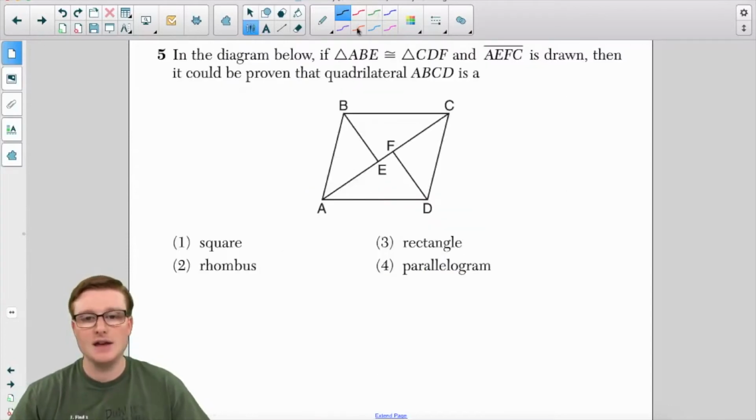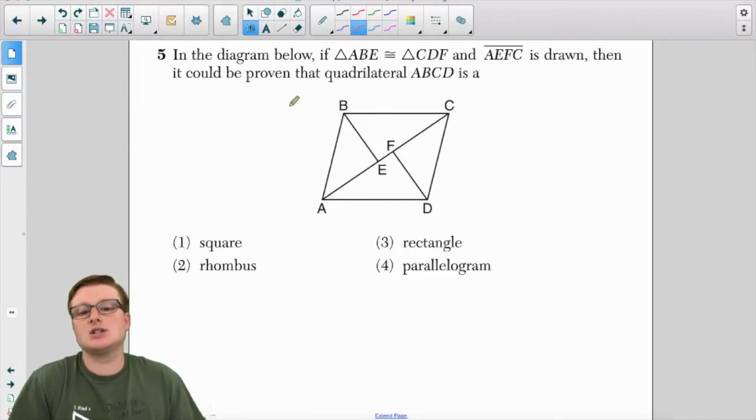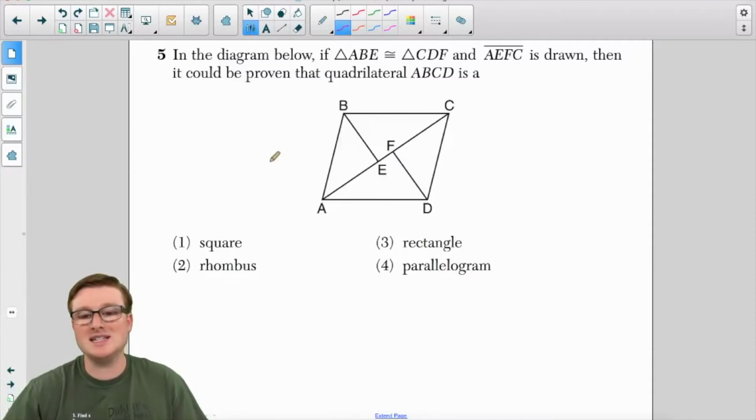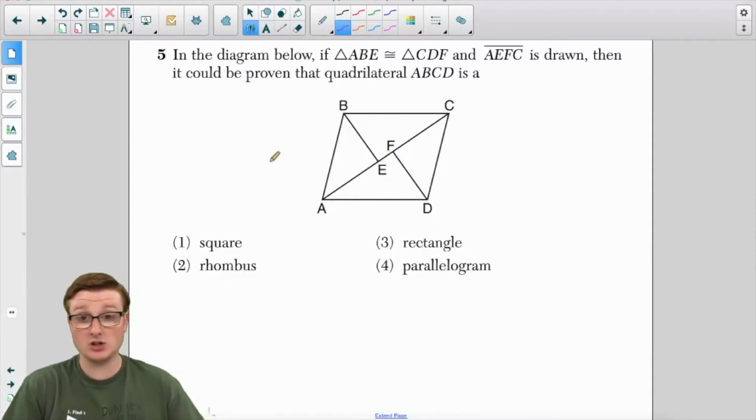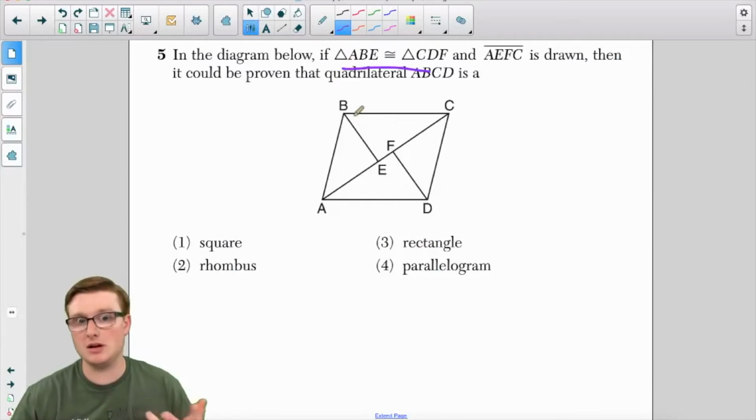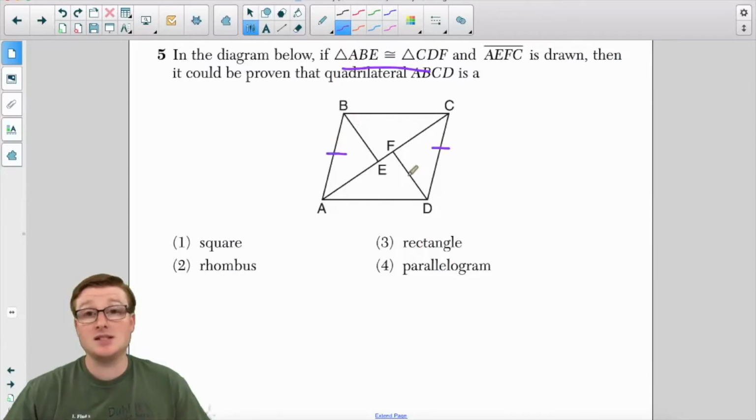Number 5. In the diagram below, if triangle ABE is congruent to triangle CDF and AEFC are drawn, then it could be proven that quadrilateral ABCD is a what? Well, if we have this information that these two triangles are congruent, we know a couple things. The opposite sides in this quadrilateral are congruent because of CPCTC.